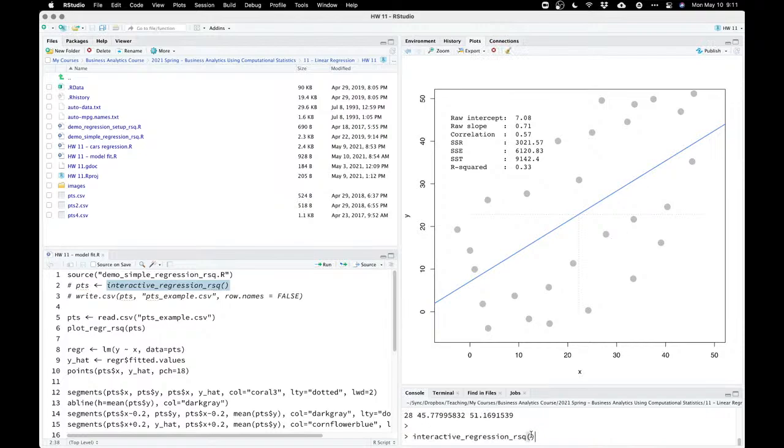Let me try one more. This time, I'm going to make the line really flat, but the points are going to be very close to the line. Do you think R squared is going to be very high or very low or in the middle? Very low? Very high? How many of you say very low? Anybody say in the middle? Very high? Oh, brave man.